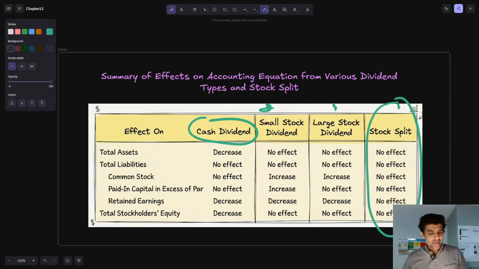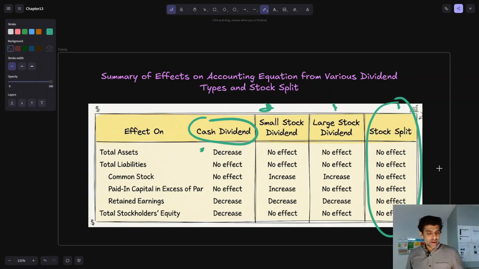Okay. Cash dividend, why is your total assets decreasing? When you pay a cash dividend, why is that? Yeah, Mohammed, why? Yeah, because you're paying cash. You're taking assets off your balance sheet, your cash, and you're distributing it to your shareholders. So a cash dividend is obviously going to decrease your total assets.